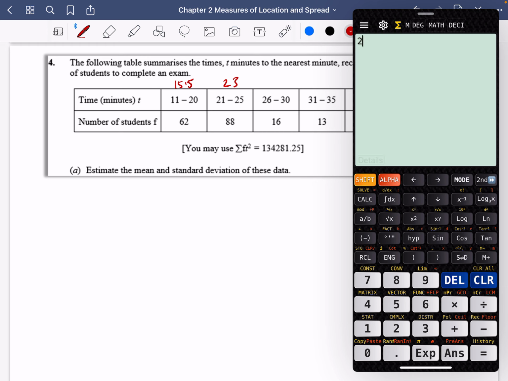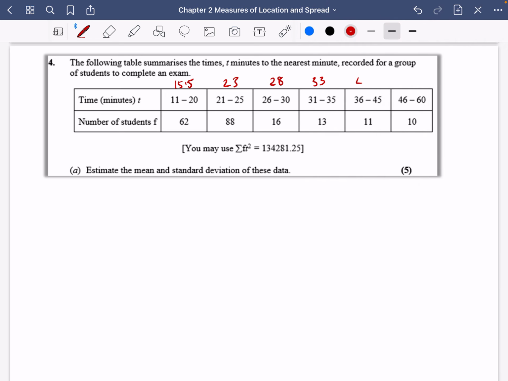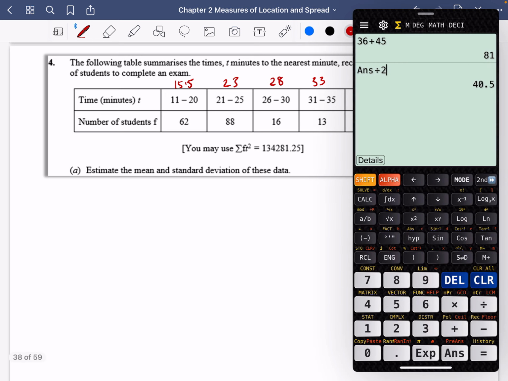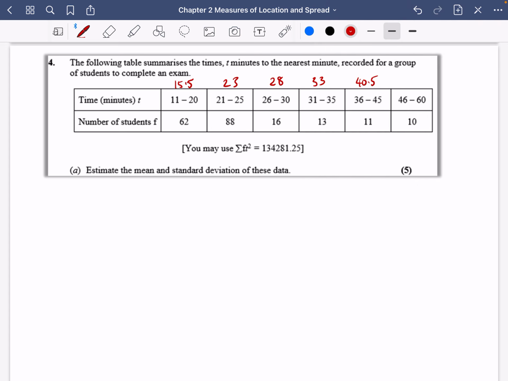Then we've got 26 and 30, so the midpoint is 28. And then we've got 31 and 35, so the midpoint is 33. And then we've got 36 and 45, so the midpoint is 40.5. And then for the last one, we've got 46 and 60, so the midpoint is 53.